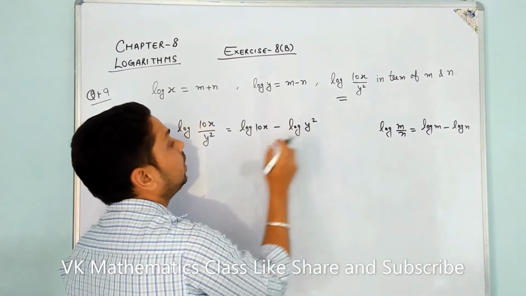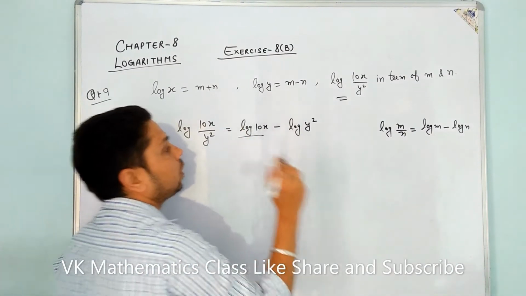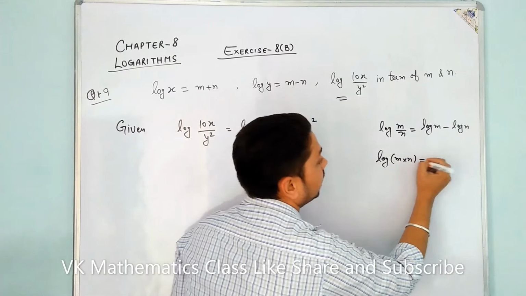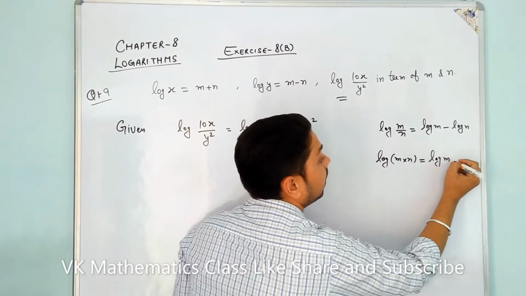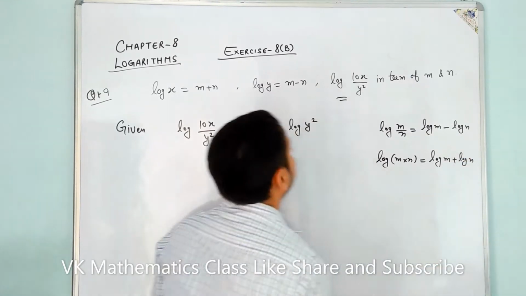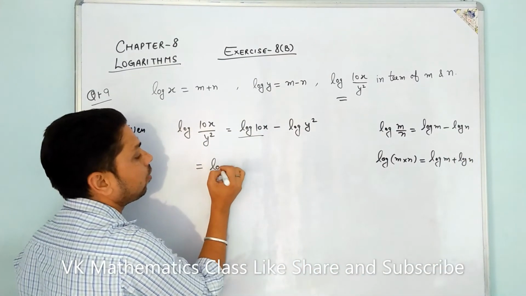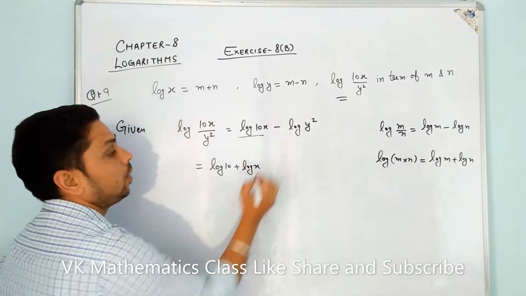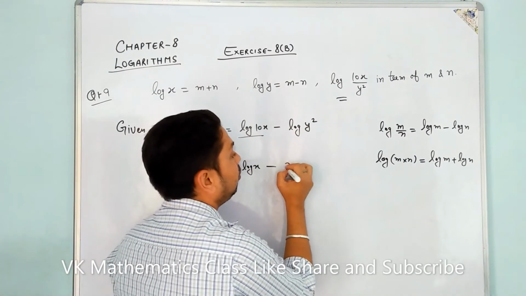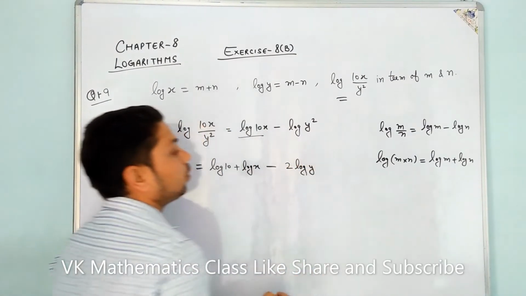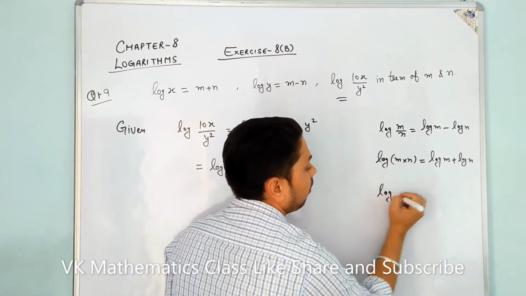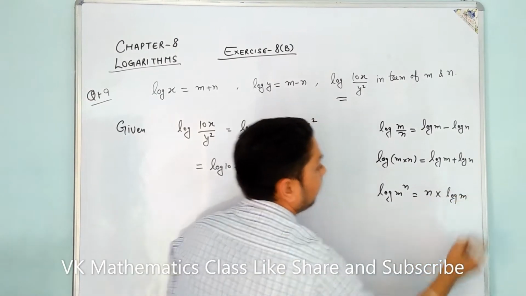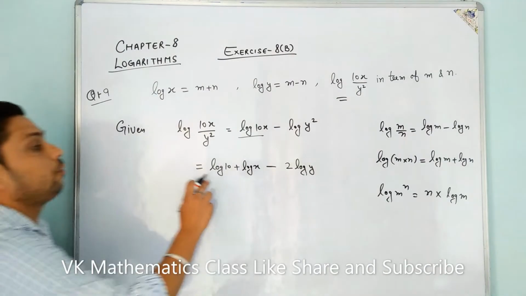Now we have two terms here. In the first term we have log of m into n, so it can be written as log of m plus log of n. So this first term can be written as log of 10 plus log of x, minus twice log of y, because of the property log of m raised to power n is equal to n times log of m.